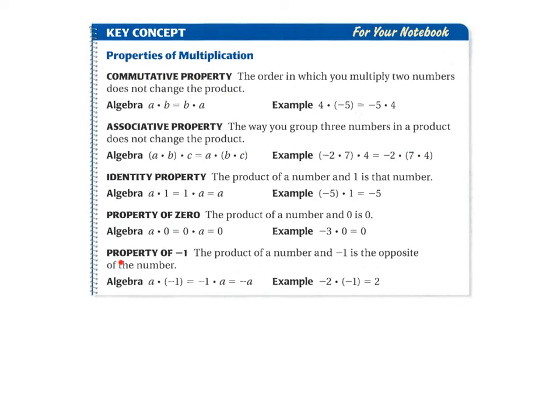And then the property of negative 1. If we multiply any number by negative 1, we get its opposite. Negative 2 times negative 1 equals positive 2. Negative 3 times negative 1 equals positive 3. If I did 9 times negative 1, I would get the opposite of 9, which is negative 9. So make sure you get all of these properties down.